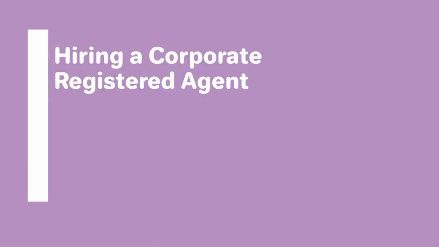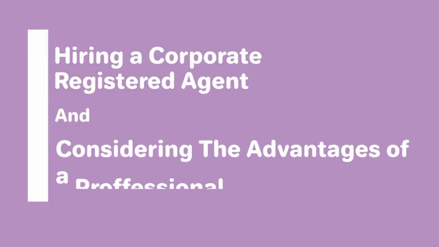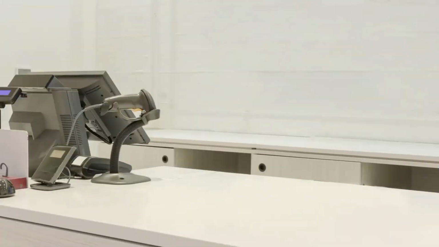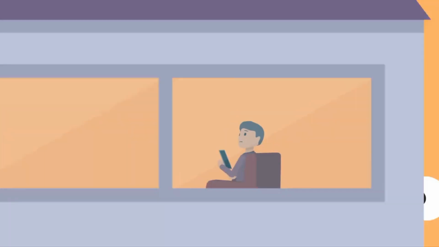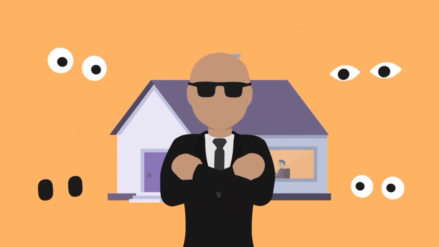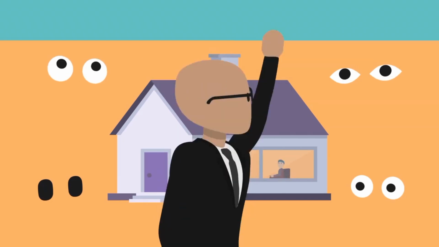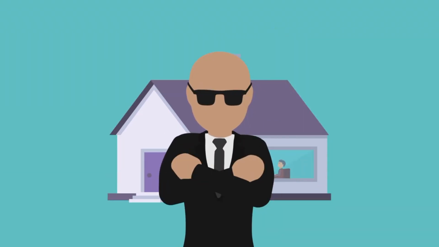Let's look at the second option now: hiring a corporate registered agent, and consider the advantages of a professional service solution. If you decide to pay the service fee, here's what a professional service offers over doing it yourself. One is privacy. If you are your own registered agent, your address will be publicly listed for anyone to see. A service allows for greater anonymity and keeps your personal and business mail separate.